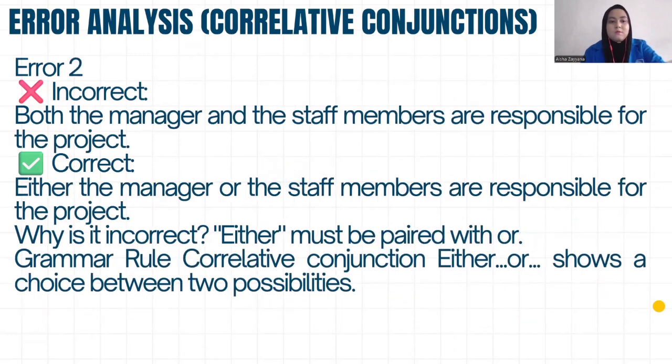Number 2 is: both the manager and the staff members are responsible for the project. The correct one is: either the manager or the staff members are responsible for the project. Why is it incorrect? Either must be paired with or. Grammar rule: the correlative conjunction either...or shows the choice between two possibilities.